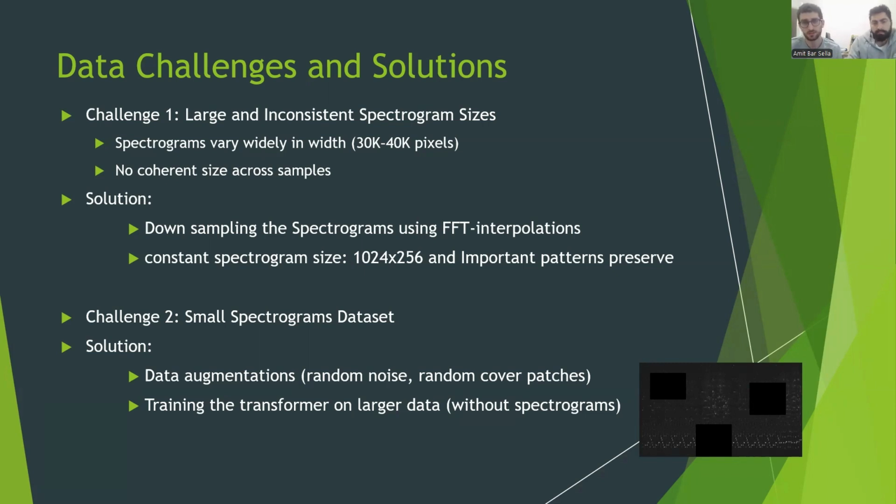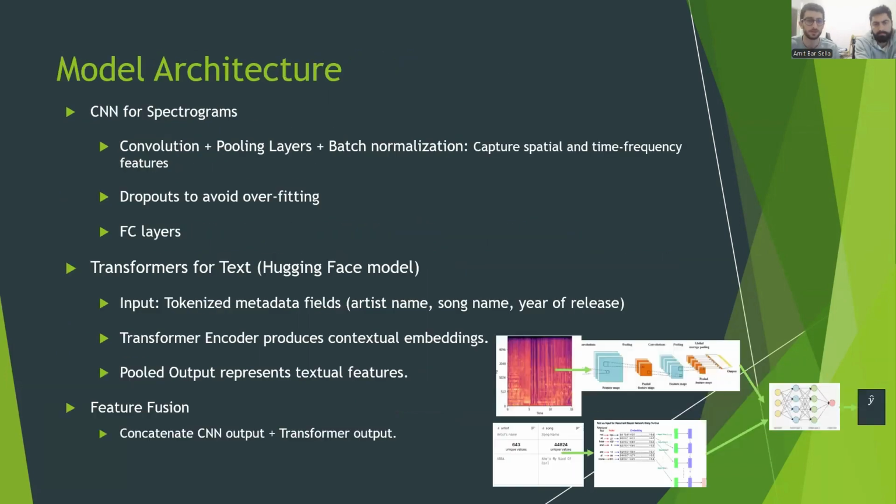Another challenge is the small number of spectrogram samples. We only have 3K spectrograms, which is limiting. Our solution is to apply data augmentation, like adding noise or masking random patches, to improve robustness. We also train a text-only model on the large Spotify dataset to help the transformer learn general textual patterns. Our architecture is multimodal, as we've seen.